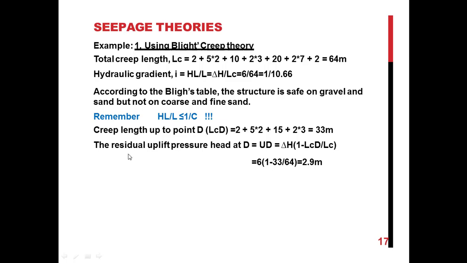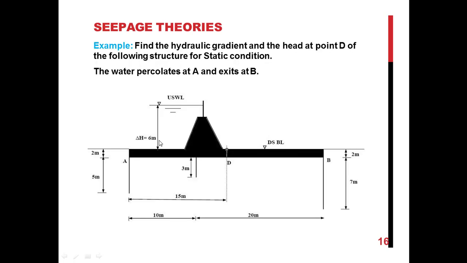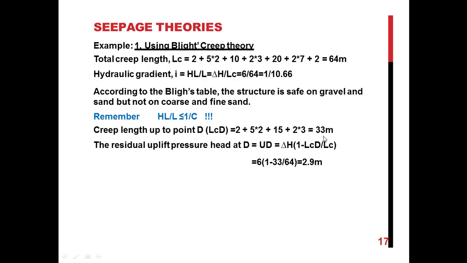Now we have to find the residual uplift pressure head at D, which is UD, meaning uplift pressure at point D, equal to delta H into 1 minus LCD divided by LC. Here delta H is equal to 6 meter, LCD already calculated is 33 meter and LC is equal to 64. So putting the values, you will get the residual uplift pressure head at point D is equal to 2.9 meter.